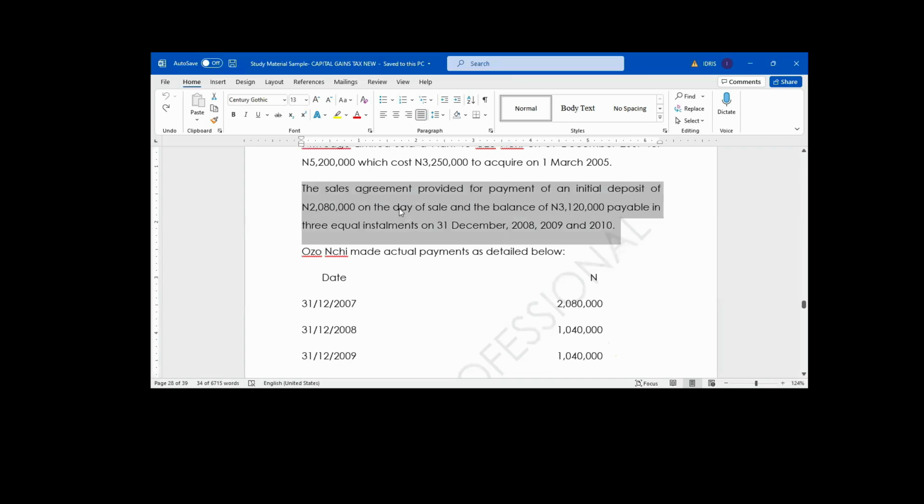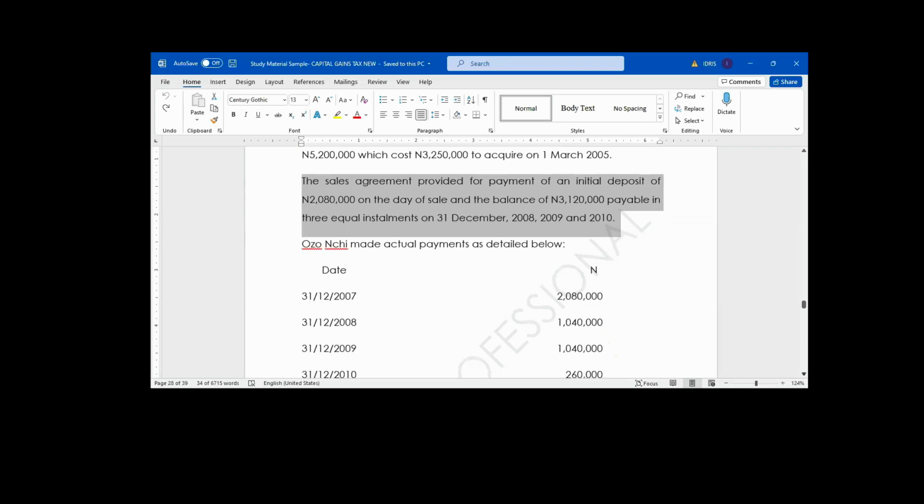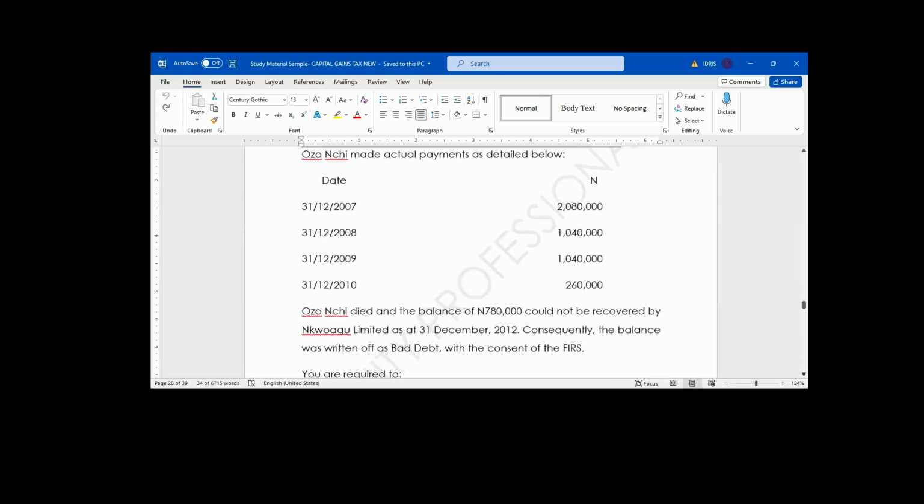Initial deposit of 2.0 million on the day of sale, and the balance of how much? 3,120,000. If you add 3,120,000 and 2.08, it's still going to give you 5.2, which is the total sales proceeds. This balance of 3,120,000 is payable in equal installments in 2008, 2009, and 2010, which is how much is he going to be paying every year? 1,040,000. But in 2010, he did not pay 1,040,000.